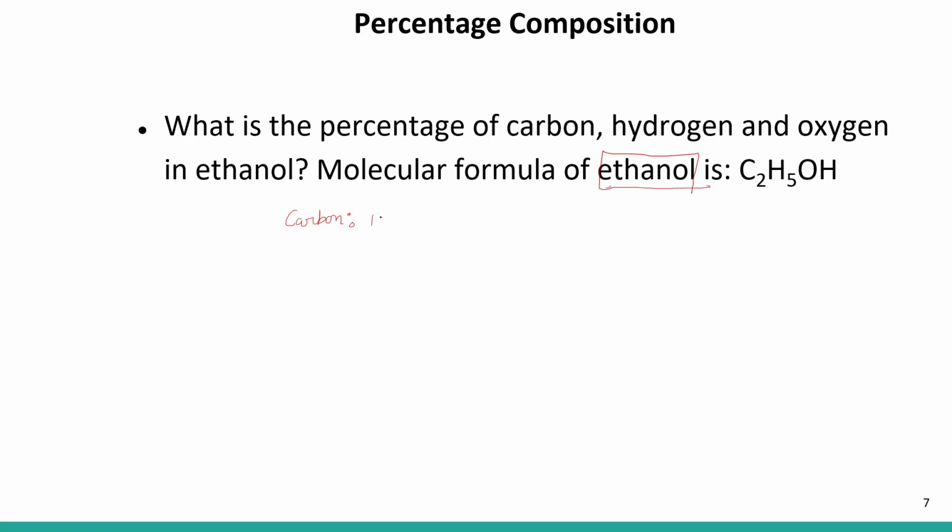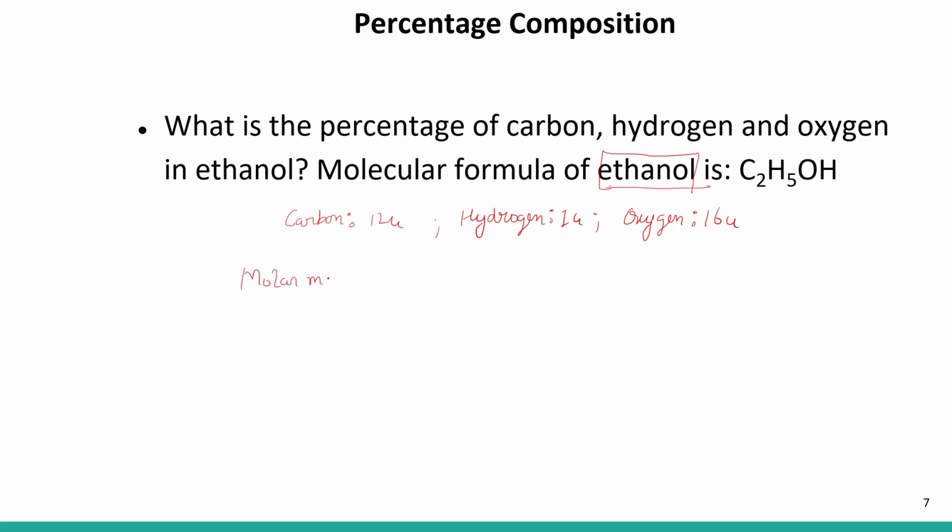Carbon atomic mass is 12 u. Second one is hydrogen. Hydrogen atomic mass is 1 u. And the third one is oxygen. Its atomic mass is 16 u. So first we will calculate the molar mass.